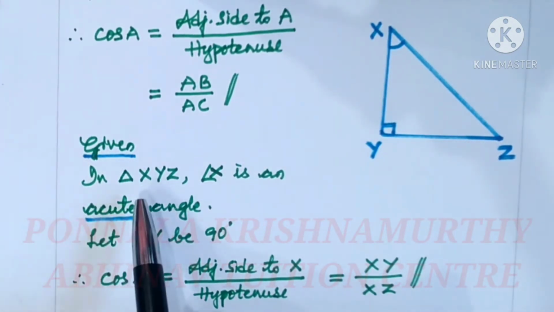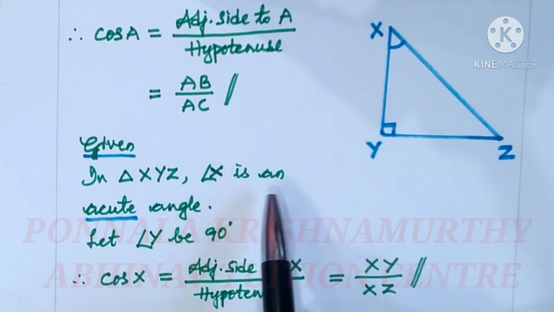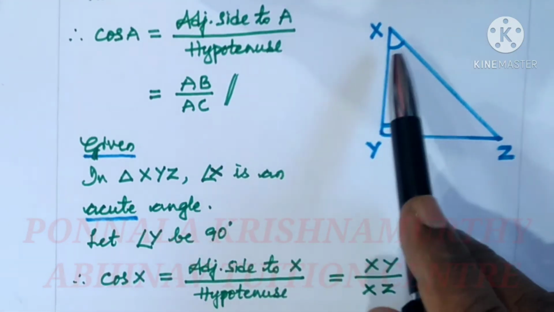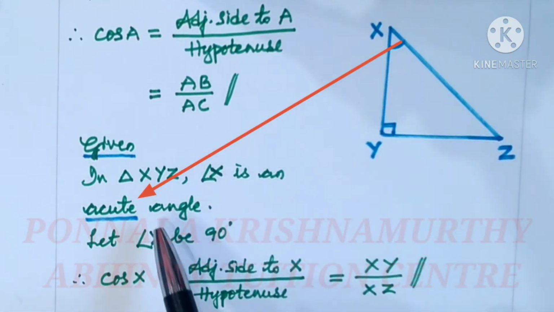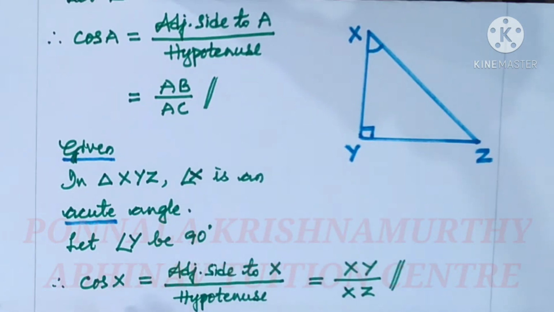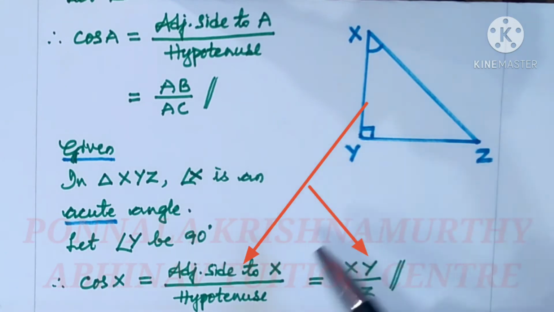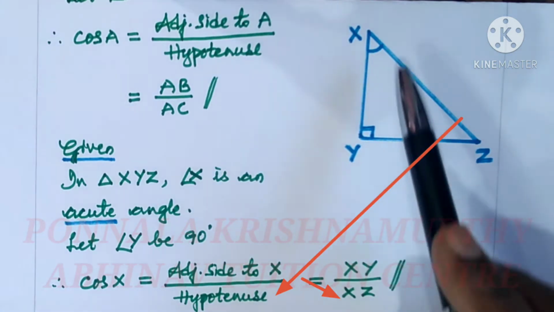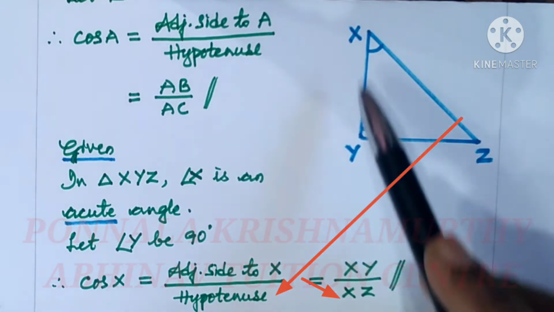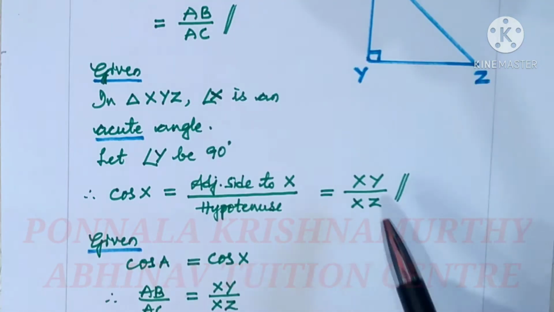Given in triangle XYZ, this is the triangle XYZ, angle X is an acute angle, this is an acute angle. Let angle Y be 90 degrees. Cos X is equal to adjacent side to X, here we have X, this is adjacent side to X, by hypotenuse, this is hypotenuse. So XY by XZ.